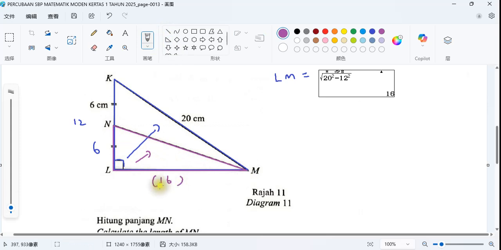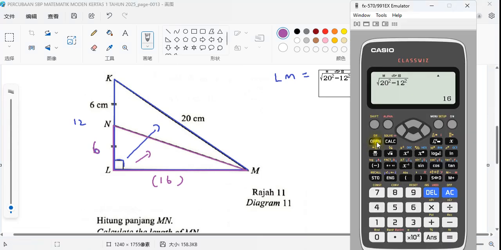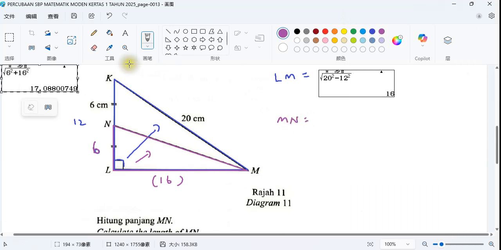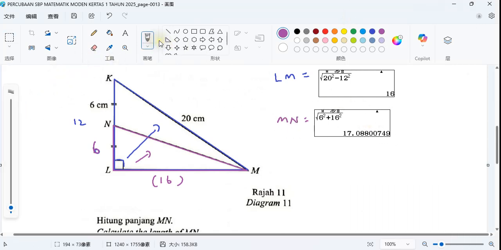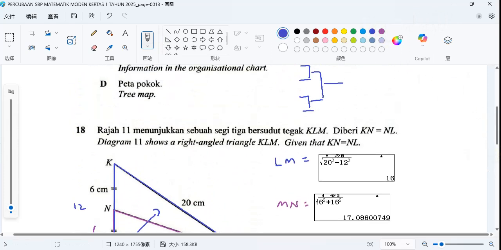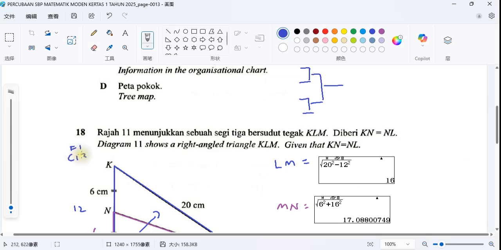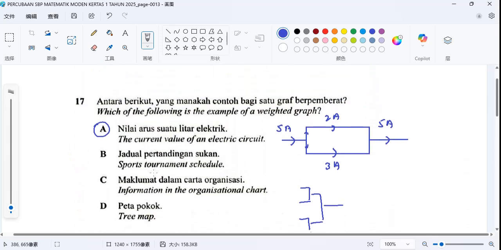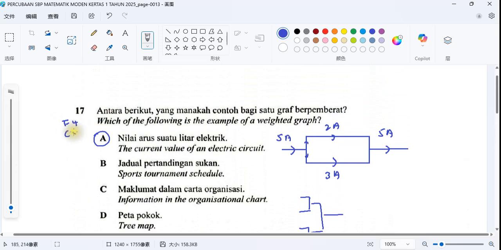Okay, so this is 16 and this is 6. So longer side, then the Pythagoras theorem. So this will be the answer. So for MN it will be 17.09. So the answer is B. Okay, so this is Form 1 chapter 13 and this is Form 4 chapter 5.